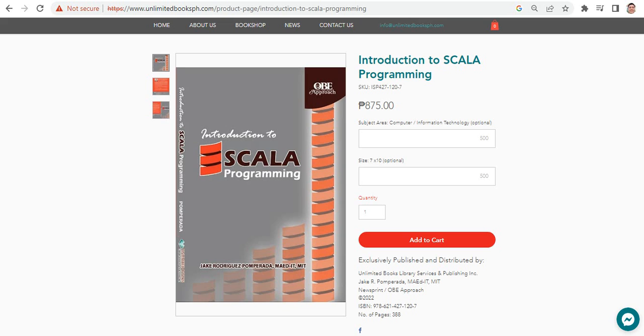What is good about Scala is not only that it is almost identical to the Java programming language, but also that it is a functional language. So there are so many applications right now that use Scala.